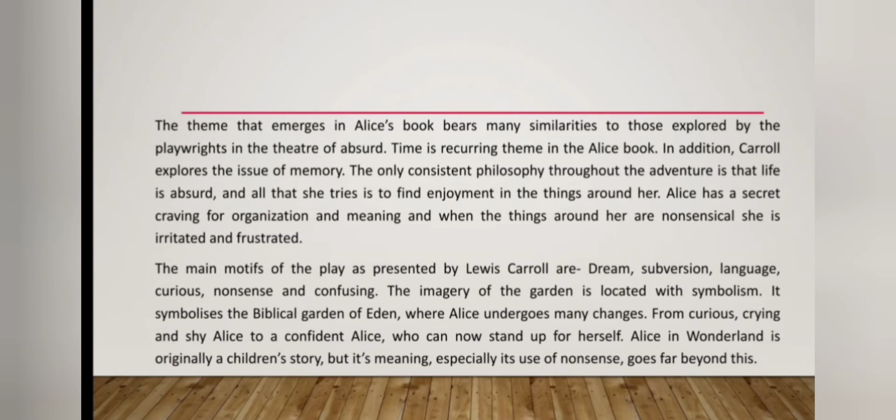The main motifs of the play, as presented by Lewis Carroll, are dream, subversion, language, curiosity, nonsense and confusion. The imagery of the garden is loaded with symbolism. It symbolizes the biblical Garden of Eden, where Alice undergoes many changes, from a curious, crying and shy Alice to a confident Alice who can now stand up for herself.